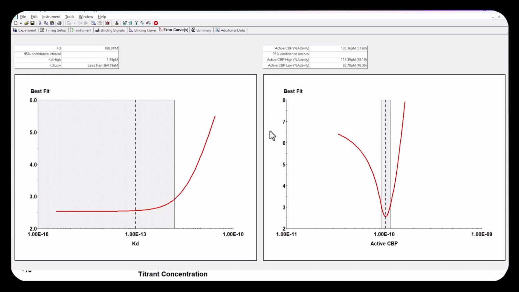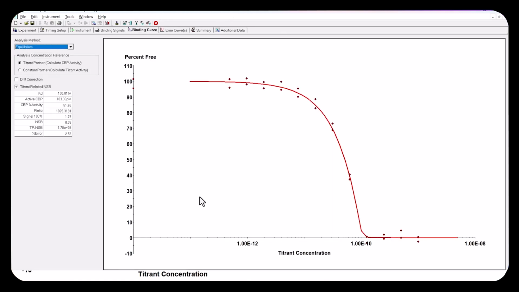And we still have not resolved that, but we have resolved this. It still looks good. When we go back now to the binding curve, it really flattens that out, and it still fits well here. So this is appropriate use of titrant-related NSB, and we can leave that on.